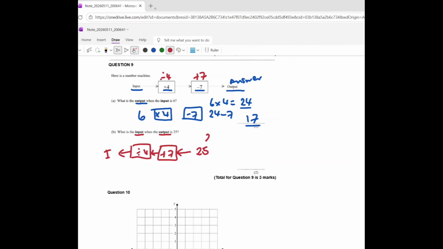So 25 add 7 is 32. 32 divided by 4 is 8. So I must have put 8 in to begin. I can always check. 8, let's try it here. I'm going to go 8 times 4 is 32. Take away 7. Yeah, that gives me 25. And so that is question 9 for 3 marks.